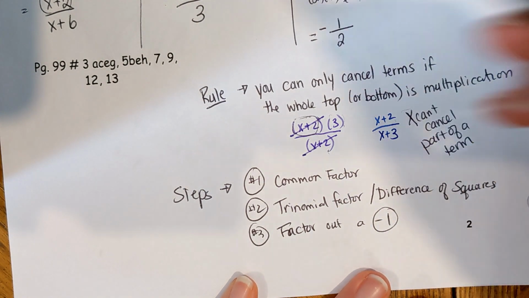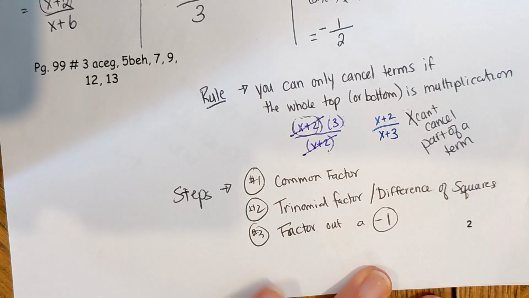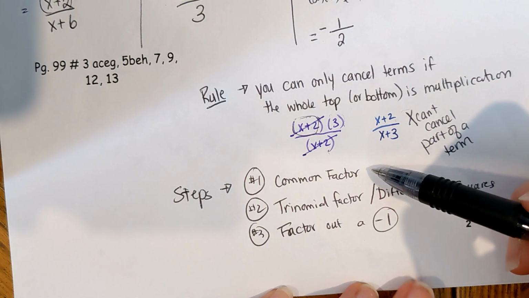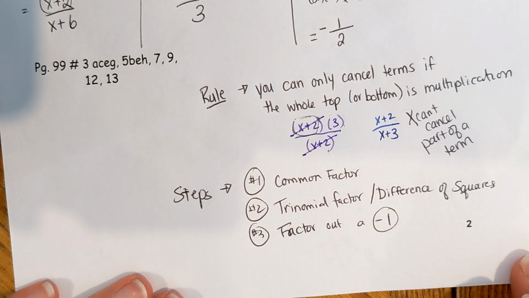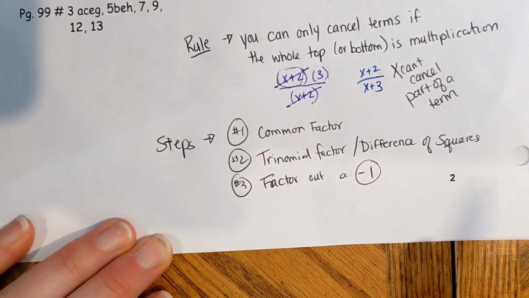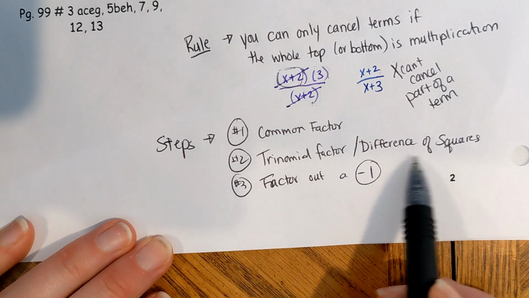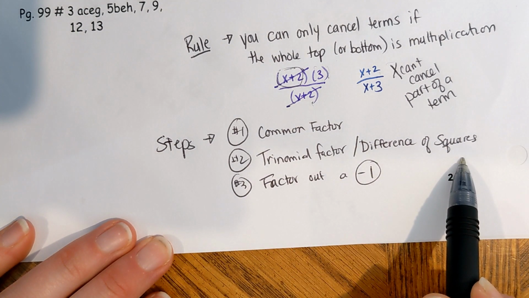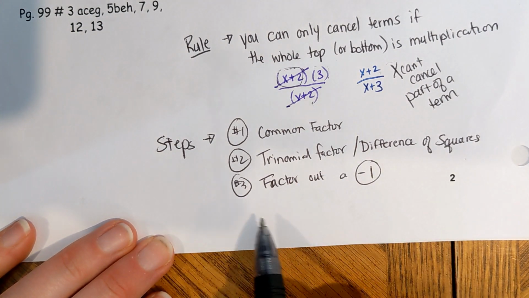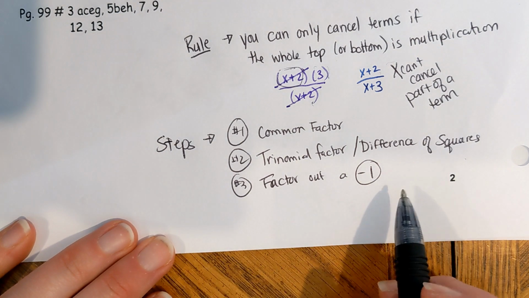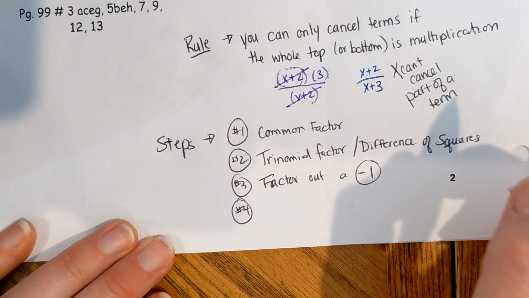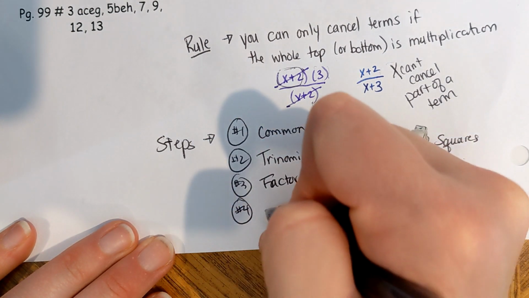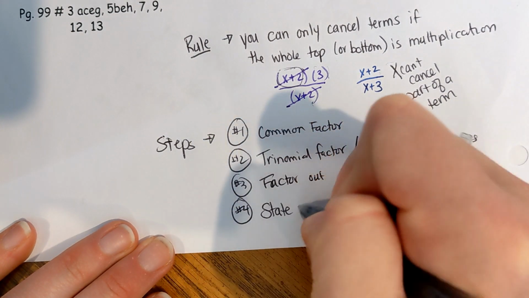For the steps, the first thing that you're going to want to look for is a common factor. If you have a common factor, that's easiest. After that, you're going to look for, maybe you can factor using trinomial factorization or find a difference of squares. If nothing's kind of coming up, you might want to factor out a negative 1, just flip those signs around. And then number 4, which we should have probably done when we went through all of these, is state any restrictions.